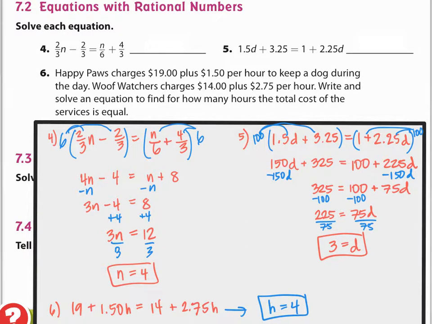Then from there, we go through and we solve it. These are pretty big numbers. You'll get that with these decimal problems or decimal equations. So use a calculator if you need to.